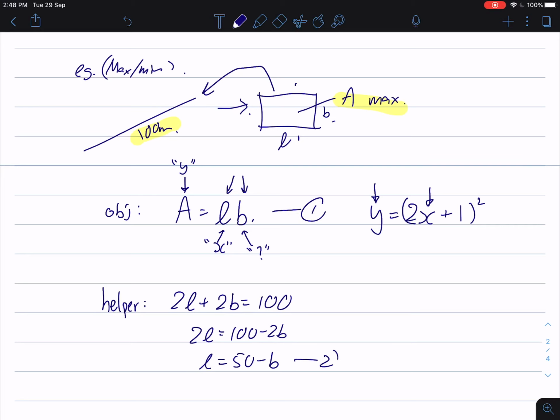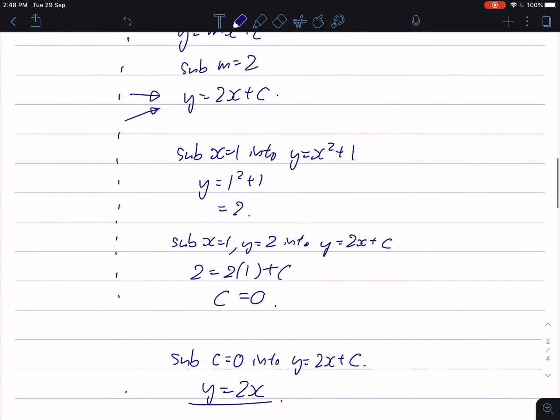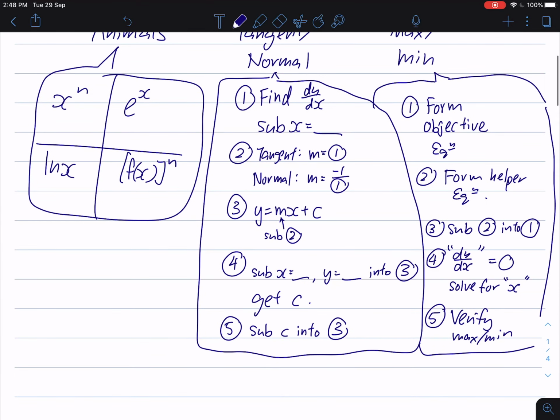Okay, call this 1, call this 2. Okay. Very nice. So the objective equation and helper equation have been formulated. Nice. Let's move on to the steps. Step 1, step 2 is done. Step 3, we want to sub the helper equation into the objective equation.